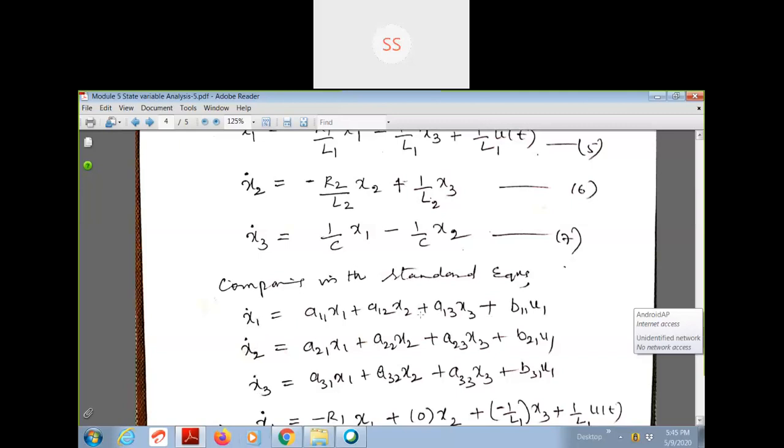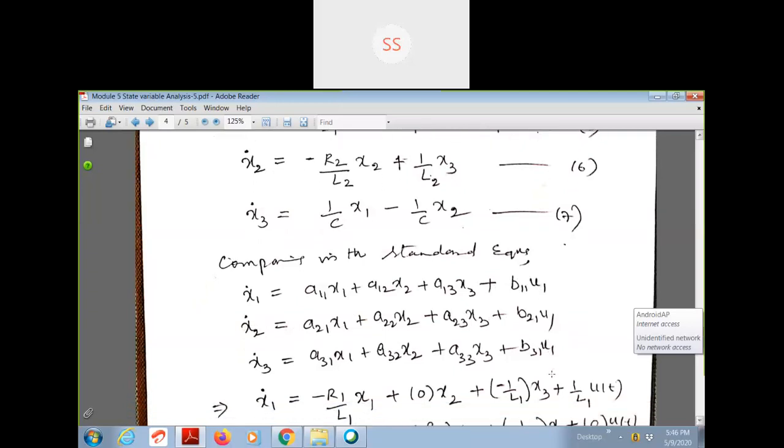Here we have x1, x2 and x3. Now it is extended. In the previous 2 problems there were only 2 state variables, that's why our matrix was 2 cross 2. Now there are 3 state variables, therefore there are 3 state equations. So x1 dot equal to a11 x1 plus a12 x2 plus a13 x3 plus b11 into u1. Still the input is only 1. Similarly, the second state equation x2 dot equal to a21 x1 plus a22 x2 plus a23 x3 plus b21 u1. Similarly, the third one.